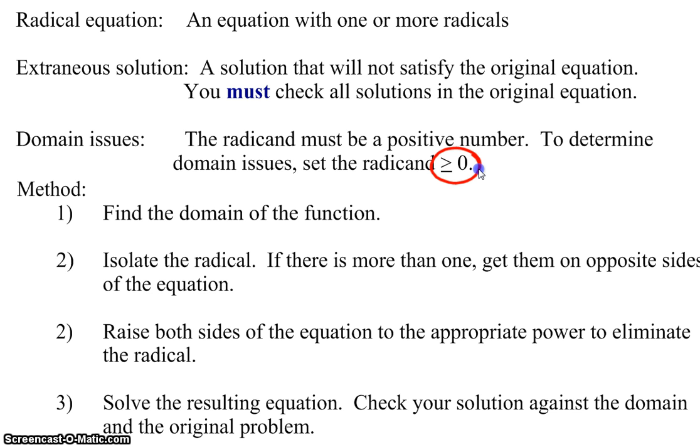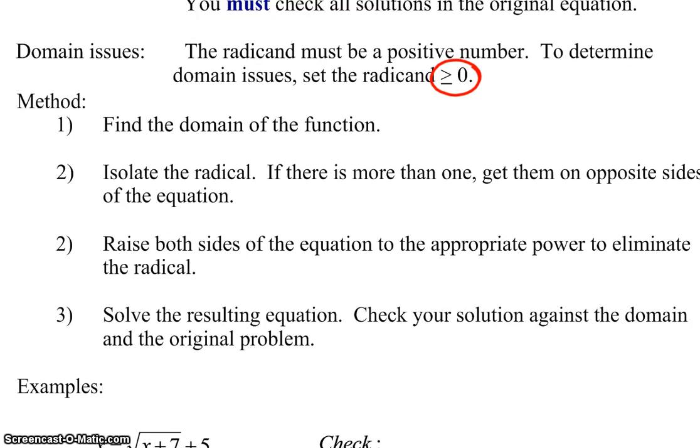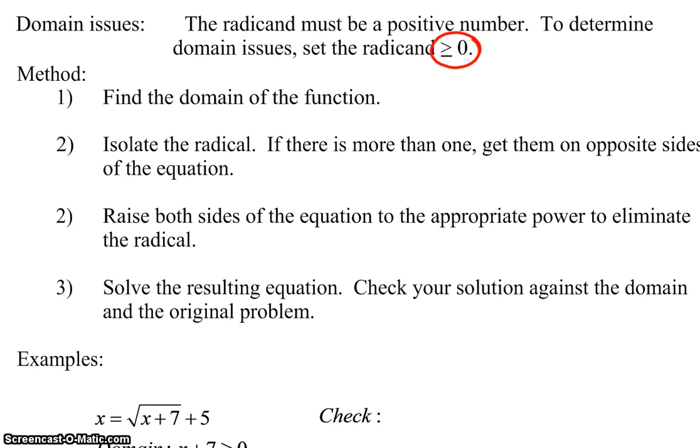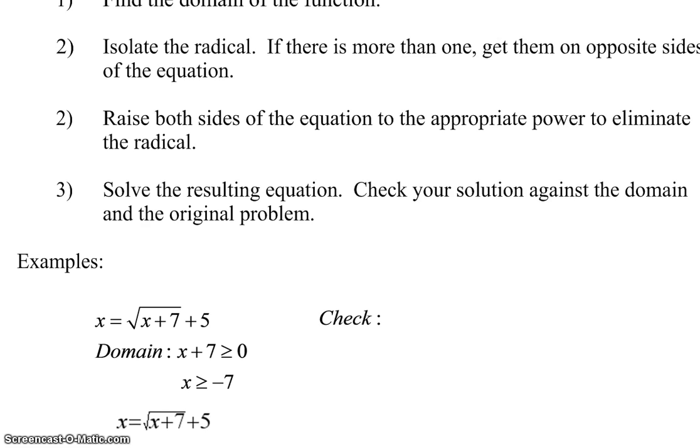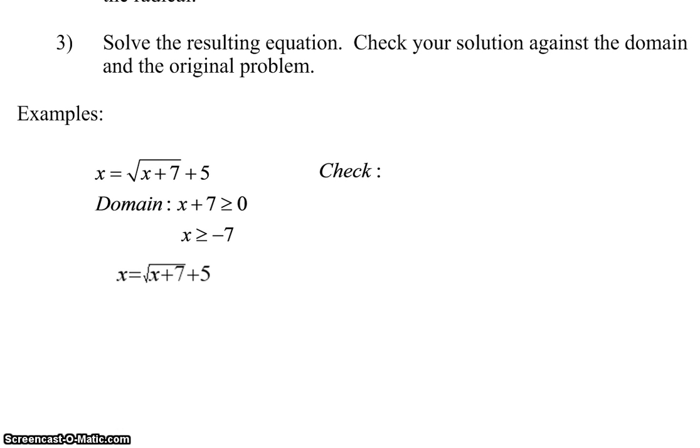Next, you eliminate the radical by raising both sides of the equation to the appropriate power. If it's squared, you square it. If it's cube root, you cube it, etc. Then you solve the resulting equation. You always have to check your solutions. Let's take a look at our first example.